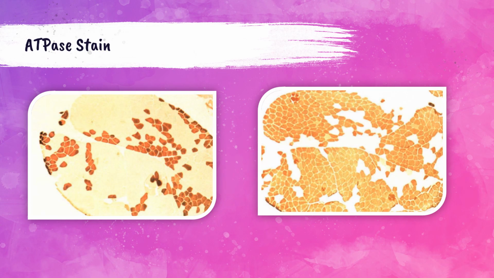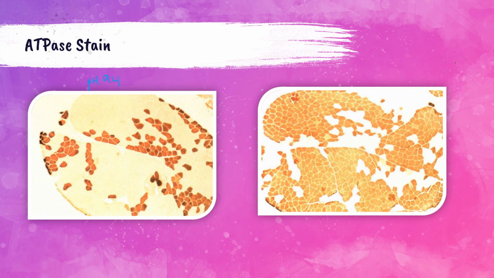All right, the photo on the left-hand side of the slide is an ATPase reaction on this section of muscle done at a pH of 9.4. The grouping of dark type 2 fibers and light type 1 fibers is diagnostic of a neuropathy.